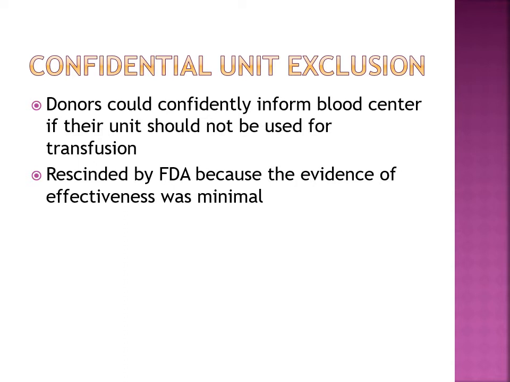So, confidential unit exclusion. Donors could confidentially inform a blood center if their unit should not be used for transfusion, if they completely lied through the entire process and secretly knew that they had a terribly infectious disease or shouldn't be given blood. This process was rescinded by the FDA because the evidence of its effectiveness was minimal. Either the donor never followed through with it, or it was never fully processed to say, hey, pull that unit, because the communication wasn't where it should be.